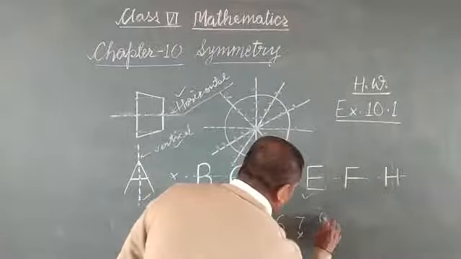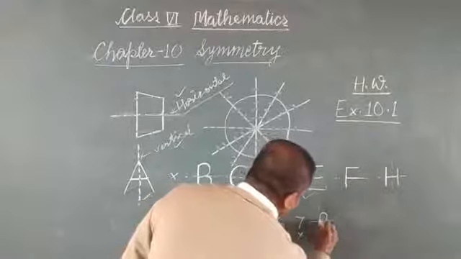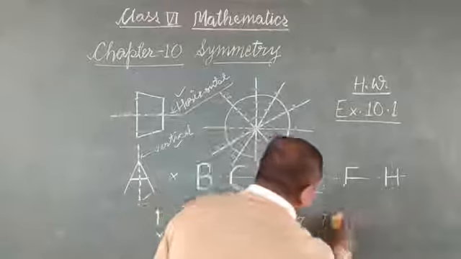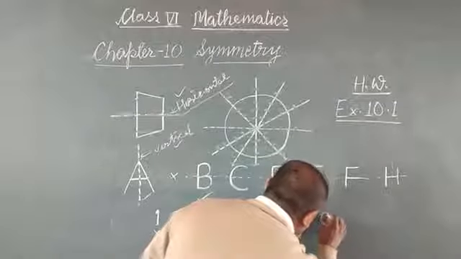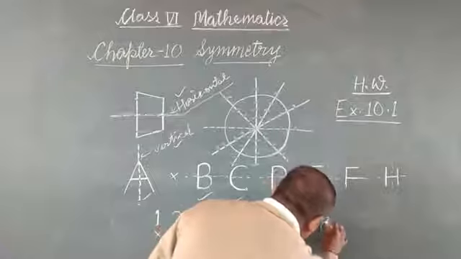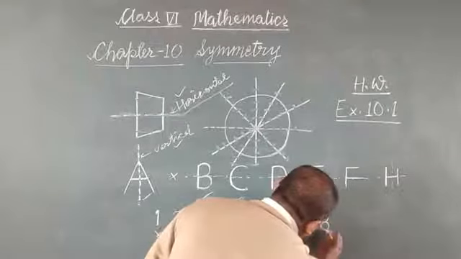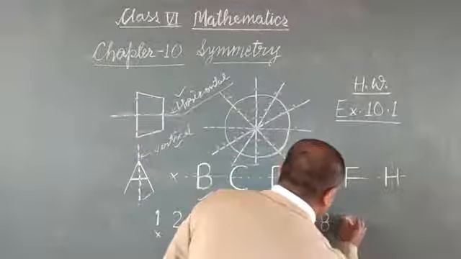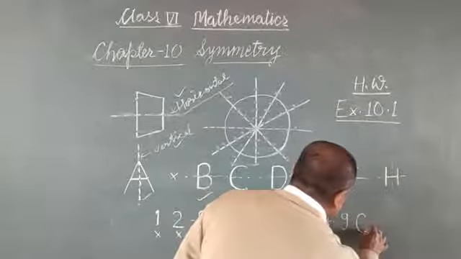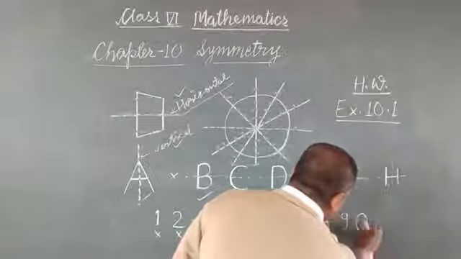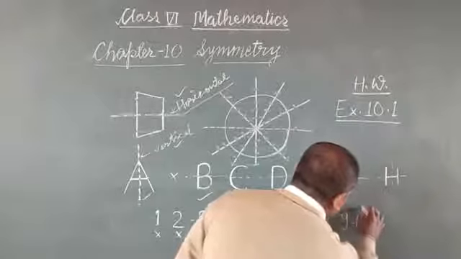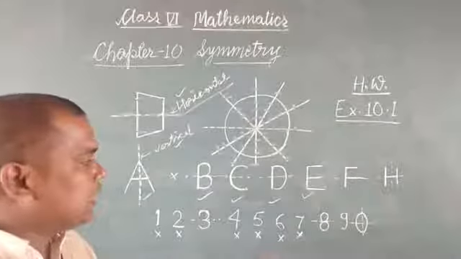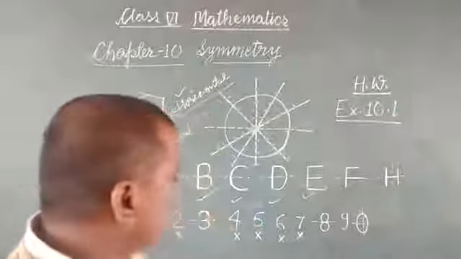8, yes, we can draw one line of symmetry in case of 8. This one. Look at here. So here is one line of symmetry in case of 8, but in case of 9, no line of symmetry. In case of 0, we will have 2 lines of symmetry. 0 is just like an oval, not a circle that has infinite lines of symmetry. It has 2 lines of symmetry.